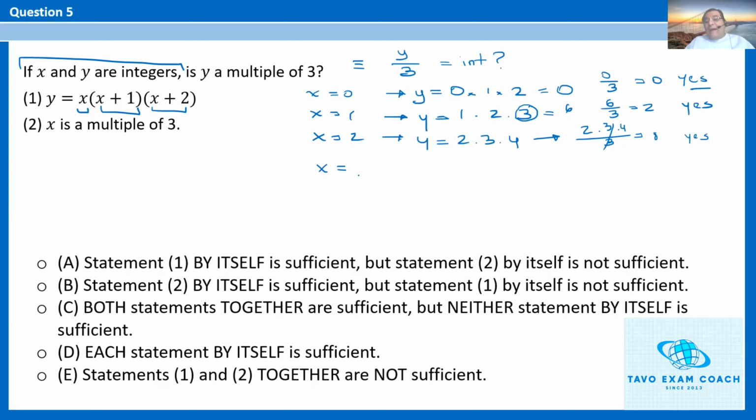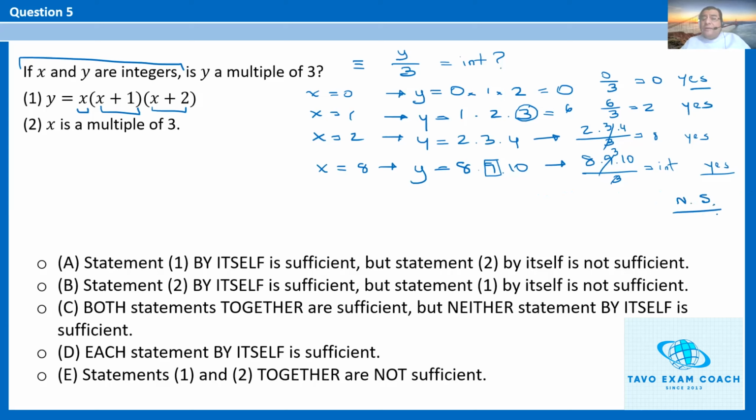If x is any other value, such as, for example, 8, then what would y be? It would be 8 times 9 times 10. Notice that in a sequence of 3 consecutive integers, there is always one of them that is divisible by 3, such as 9 here. So when we divide this number by 3, obviously we will get another integer value. So that confirms that the number y is always a multiple of 3, because 3 consecutive integers, x, x plus 1, and x plus 2, must contain one multiple of 3. That's inevitable. So statement 1 alone is sufficient.